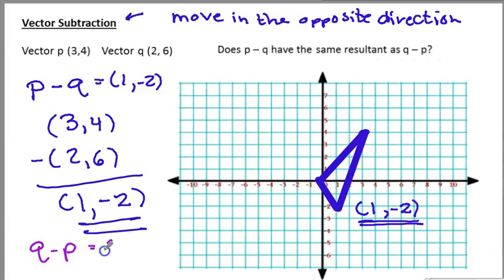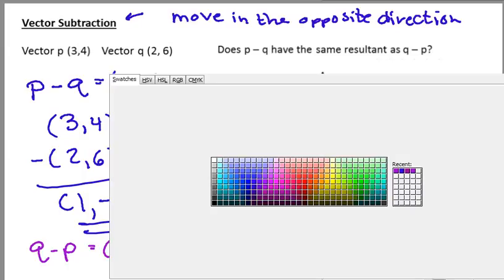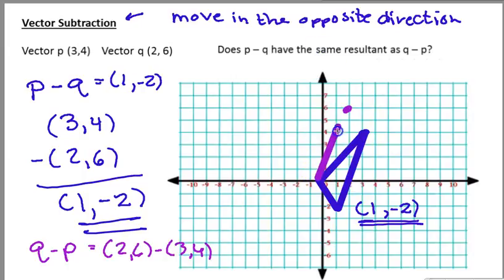Q minus p means I'm going to start with q, 2, 6, and subtract p, 3, 4. So I'm going to go over 2 and up 6. 1, 2, 3, 4, 5, 6. There is vector q. Now let's draw vector p, but subtract it. So p was 3, 4, but we're going to subtract, so I'm going to go in the opposite direction. To the right 3, down 4, and I end up there.